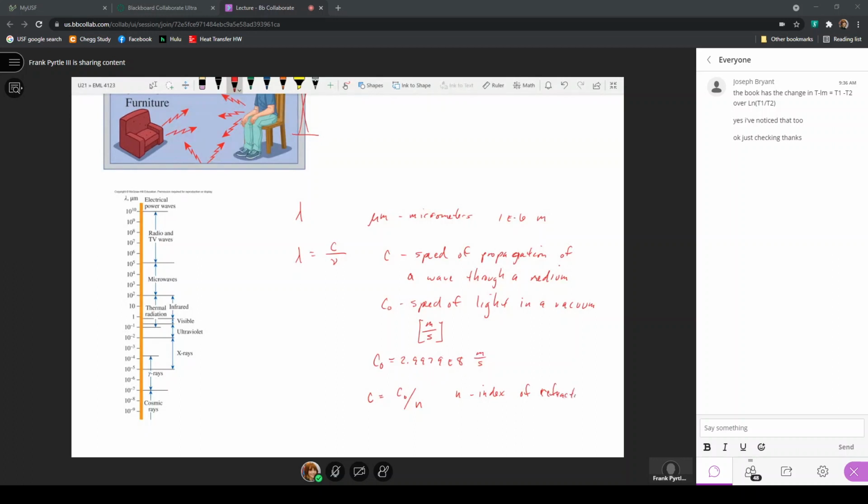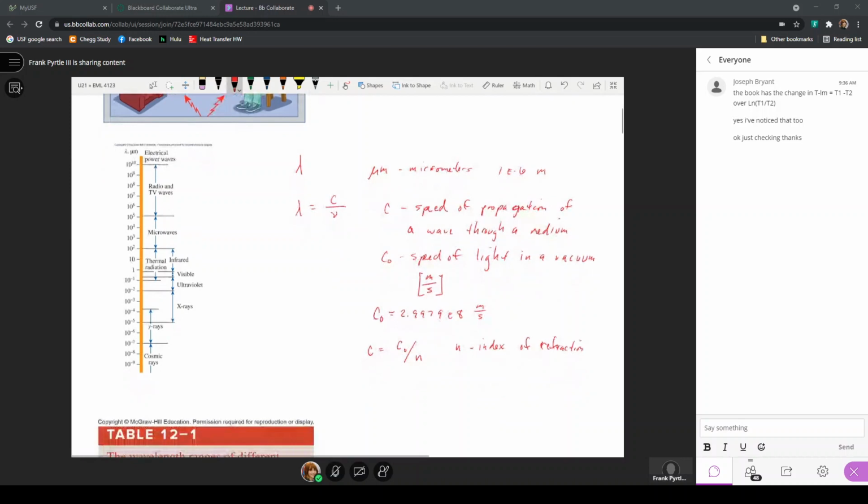So we actually can change the speed of light by allowing it to propagate through different types of material. So when the speed of light is changing through a prism, that's when we can get the separation of colors, taking visible light into the different colors that make it up.